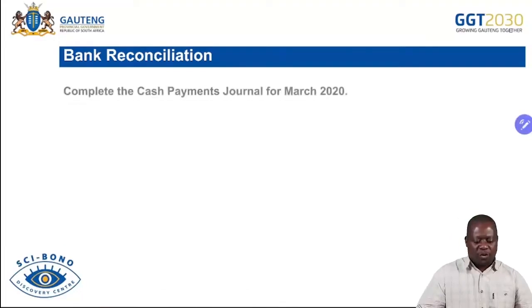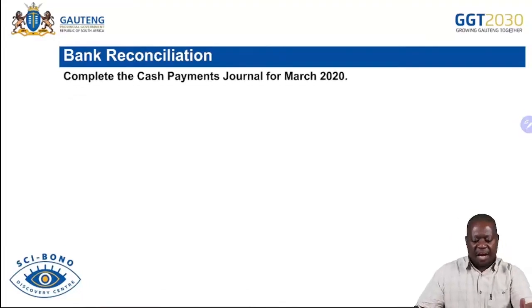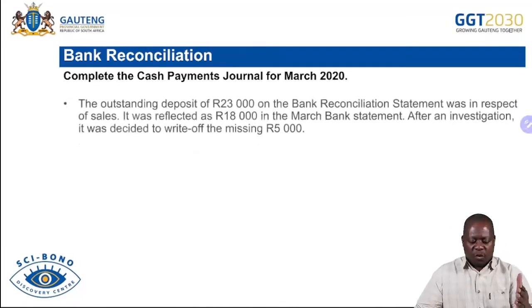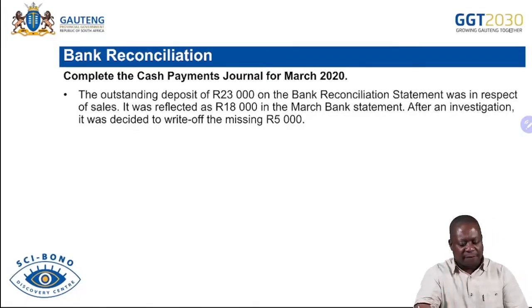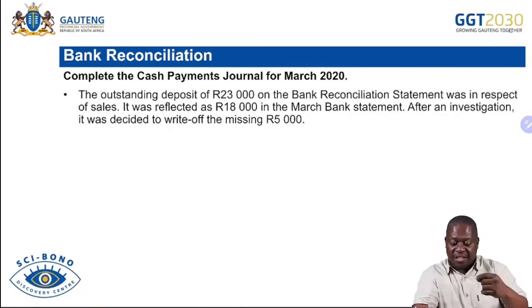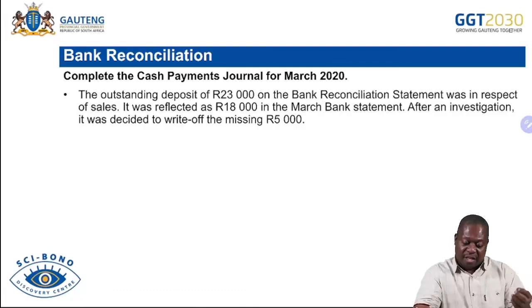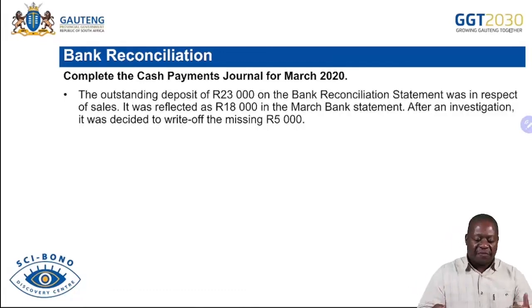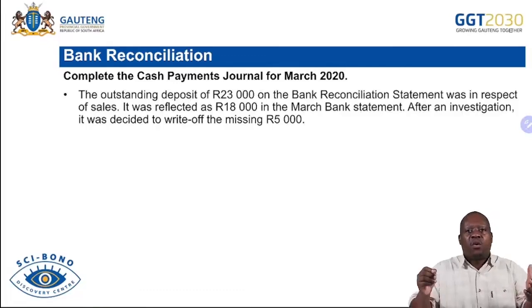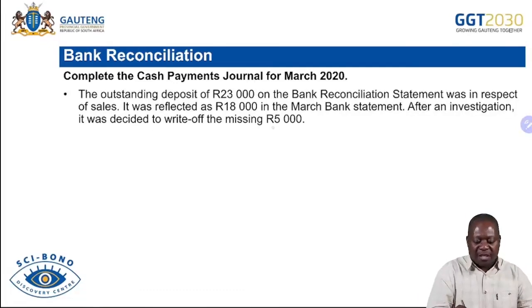We are now going to the next journal, complete the cash payments journal. Now, using the same information, let's check here. There was that information that they said, the outstanding deposit of 23,000 on the bank reconciliation statement was in respect of sales. It was reflected as 18,000 on the March bank statement. After investigation, it was decided to write it off because we could not ascertain where the money went to. So it's missing. So we are writing it off.